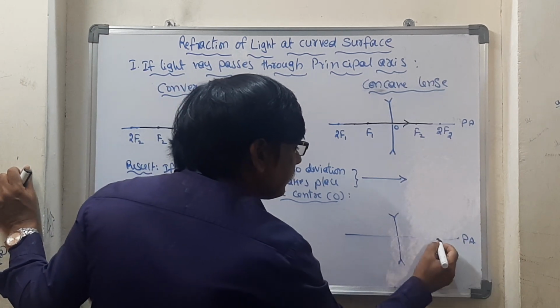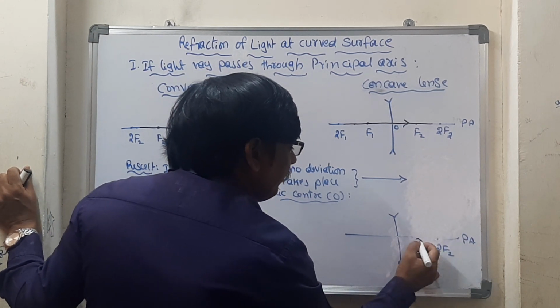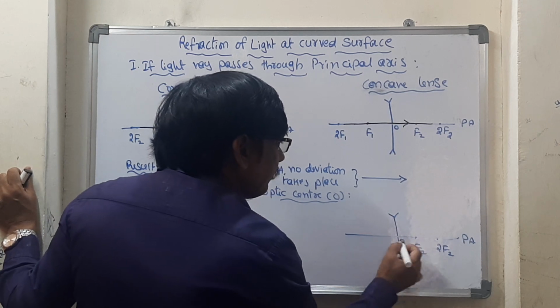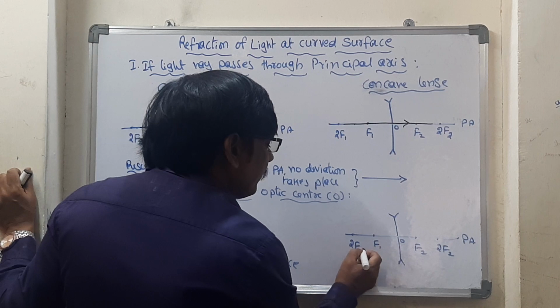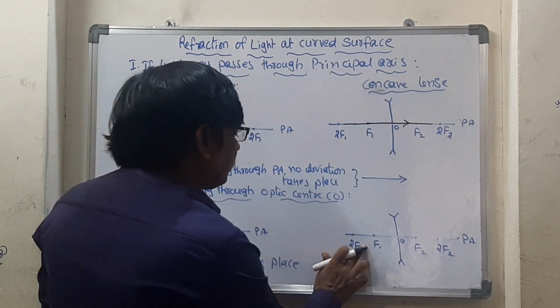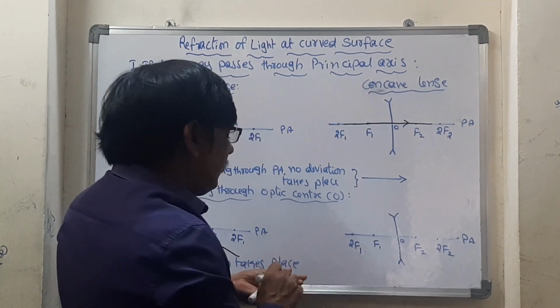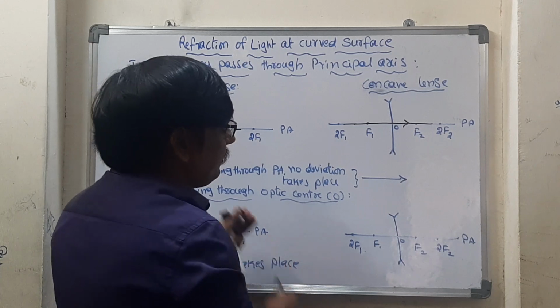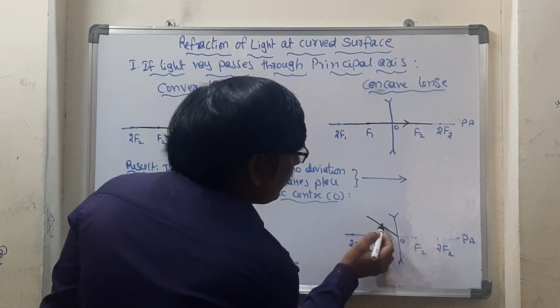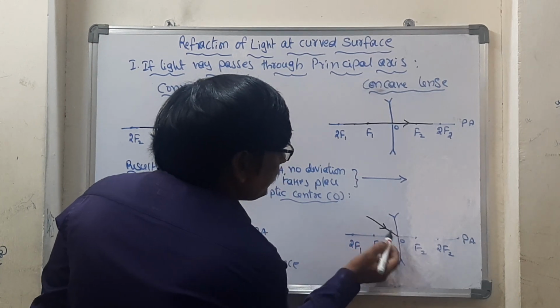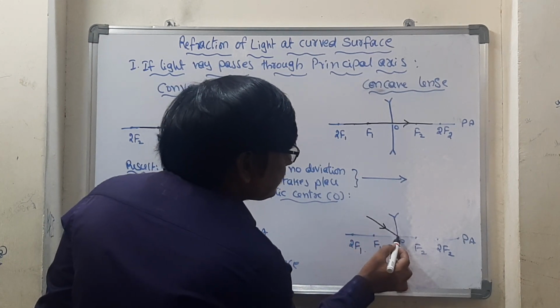Principal axis. 2f2, f2, optic center, f1, 2f1. Now here, sorry, 2f1. And now again here, now let us take the ray. And again this time, what is our target?